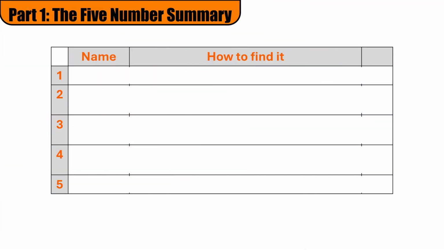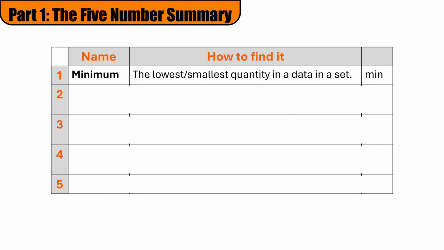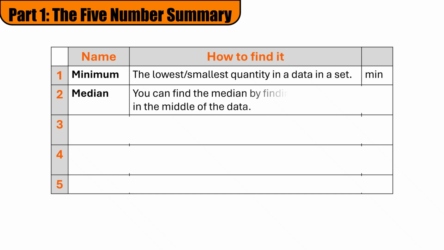This table shows the 5 values that make up the 5-number summary, along with a simple explanation of how each one is found. The first value is the minimum. The minimum is simply the smallest number in the entire data set. Next is the median. The median is the middle value when the data is ordered from least to greatest. It divides the data into 2 equal halves.